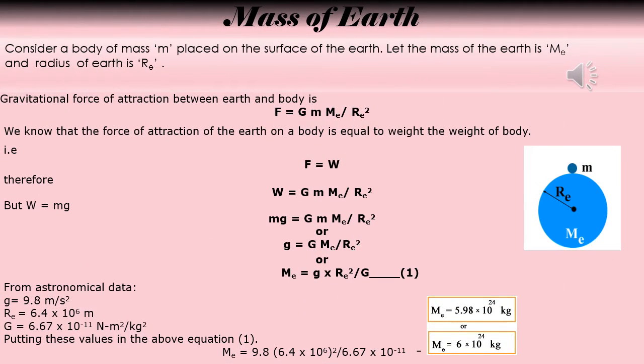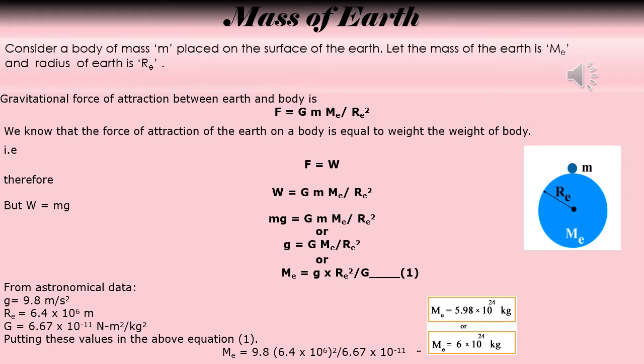Dear students, Newton's law of gravitation helps us in calculating the mass of Earth. Now, we are going to find the mass of Earth with the help of the law. Mass of Earth. Consider a body of mass m placed on the surface of the Earth. Let the mass of the Earth be M and the radius of Earth be R. Gravitational force of attraction between Earth and body is F equals G M m divided by R square.